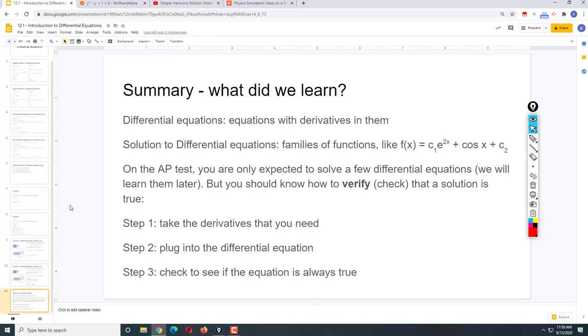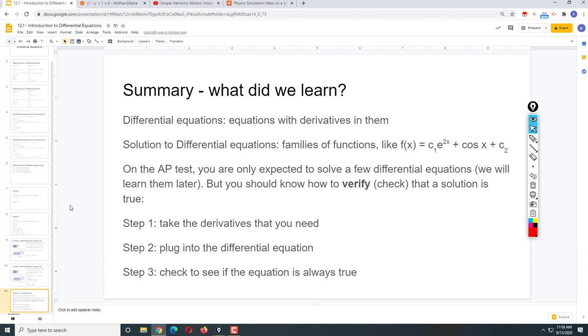Okay. So summary, what did we learn? Differential equations are just equations with derivatives in them. Solutions to differential equations are not numbers, but families of functions, like f of x equals c1 e to the 2x plus cosine x plus c2. Again, on the AP test, you're only expected to solve a few differential equations. The ones that you should know how to solve, we will learn later in this unit. But you should know how to verify, check that a solution is true.